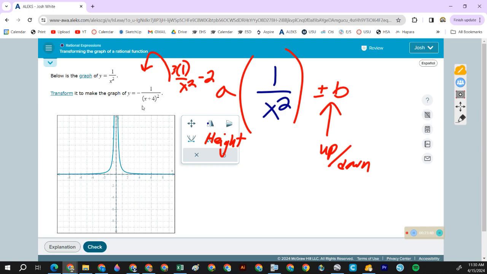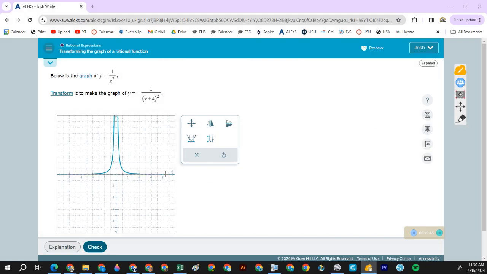All right, negative out front is going to flip it upside down. So I need to flip it upside down. X plus 4 means I change the x by moving left 4.